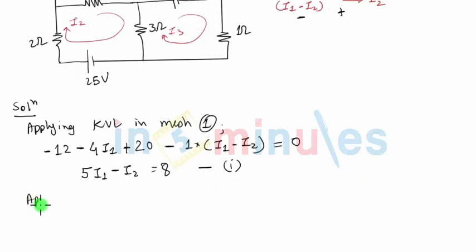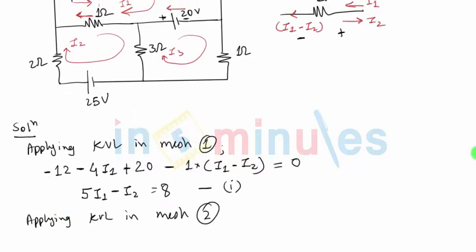Let us now apply KVL in the second loop. Applying KVL in mesh 2. Mesh 2 is nothing but this particular mesh. We will again travel in clockwise direction. Let us first start from this 2 ohm resistance. Clockwise direction would mean that I'm traveling in the upward direction through this 2 ohm resistance. So traveling in upward direction, the polarity of the voltage across 2 ohm resistance will be plus here, minus here. So there will be a fall in voltage.